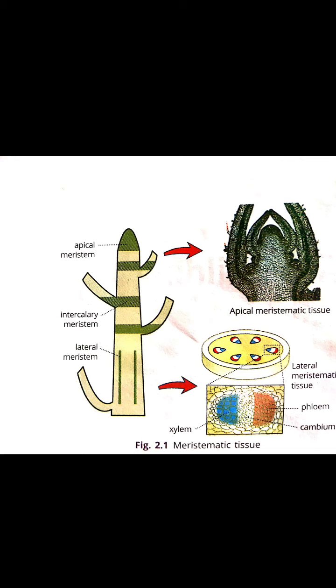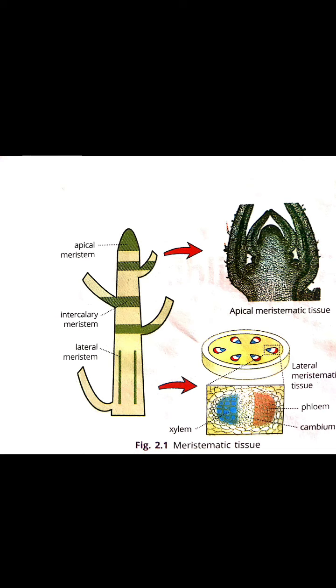The terminal part of the root is known as root hairs, and in that place the apical meristematic tissue is found. So it is located on the growing parts, and it is responsible for the growing region, whether it is the apical part of the shoot, or the part below the earth, the root. Okay, now we come to the lateral meristematic tissue.